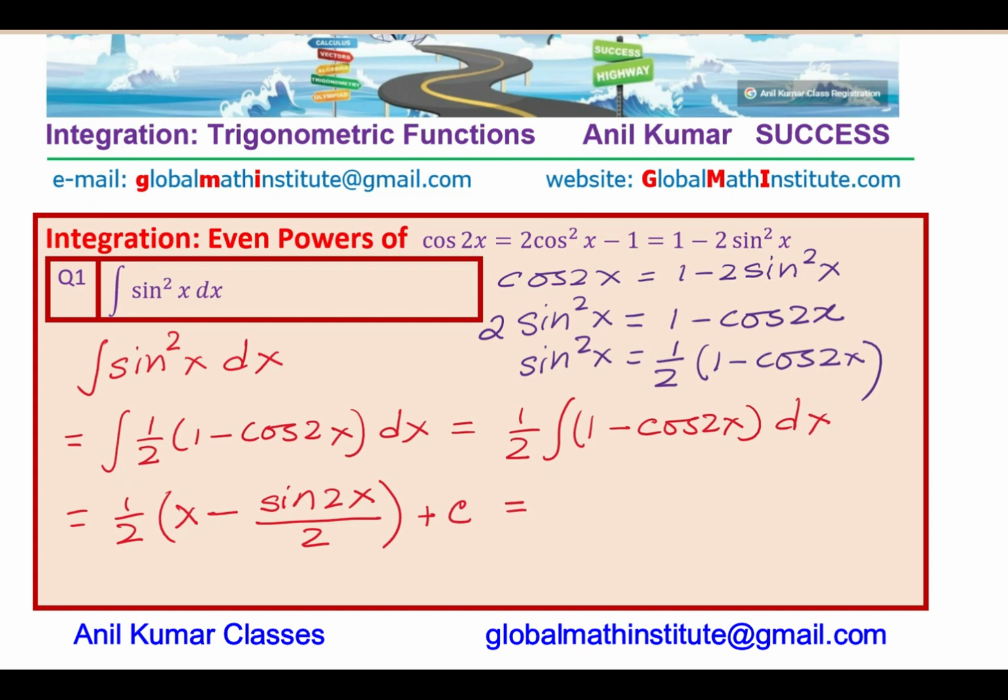Now we can open this bracket and write down the answer as x over 2 minus sine 2x over 4 plus the constant c. You see how we have done this integration. The idea here is to use this part of the formula and rewrite the expression with cos 2x. I hope the integral of sine square x is absolutely clear.